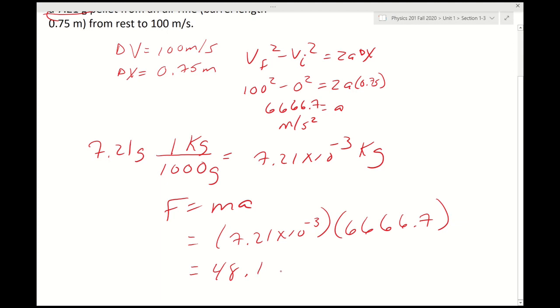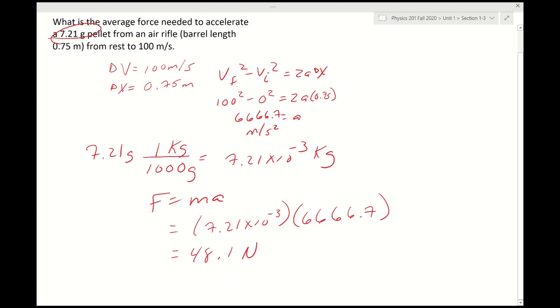Now, to give you some idea of about how big a newton is, think about a kilogram. A kilogram would have a weight of approximately 9.8 or about 10 newtons. Okay, a kilogram is about 2.2 pounds. So roughly speaking, somewhere between 4.5 and 5 pounds is 1 newton. So this is going to give you somewhere on the order of about 10 pounds of force.